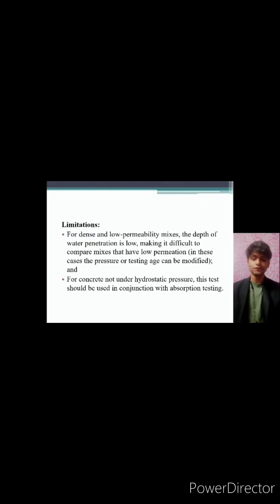And the second one is for concrete not under hydrostatic pressure. This test should be used in conjunction with the absorption test.